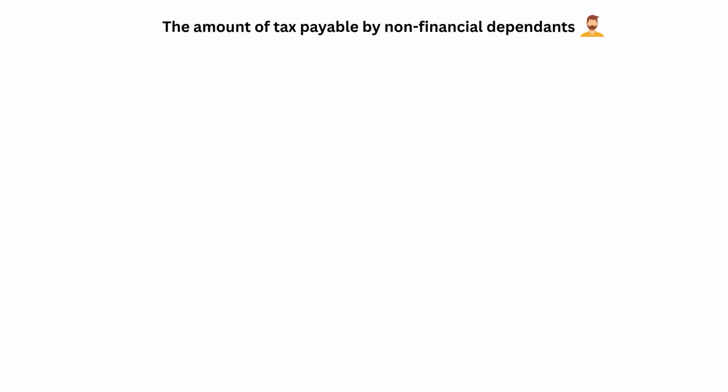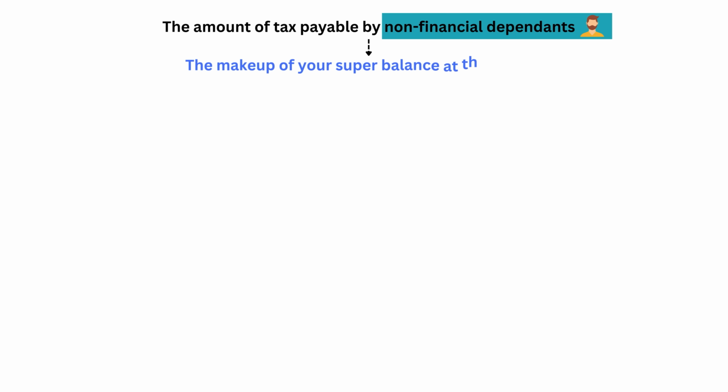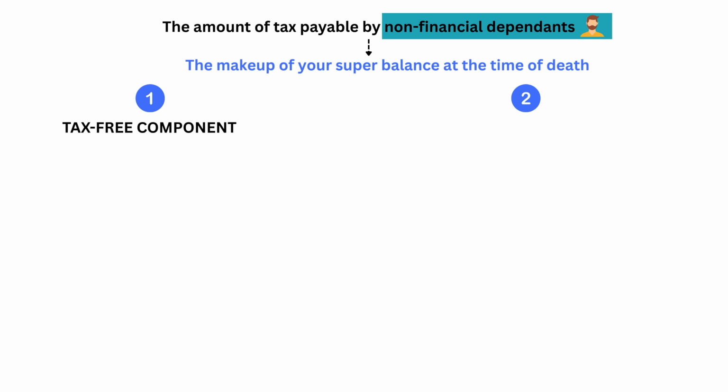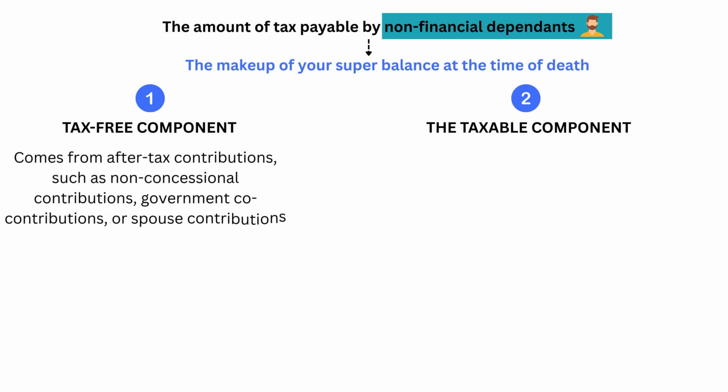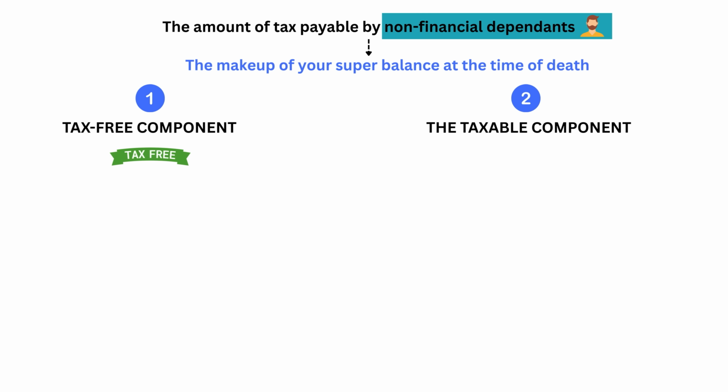The amount of tax payable depends on the makeup of your super balance at the time of death. A super balance is divided into 2 tax components, the tax-free component and the taxable component. The tax-free component comes from after-tax contributions, such as non-concessional contributions, government co-contributions, or spouse contributions. This portion is always tax-free, even when it's paid to non-tax dependents, such as adult children.